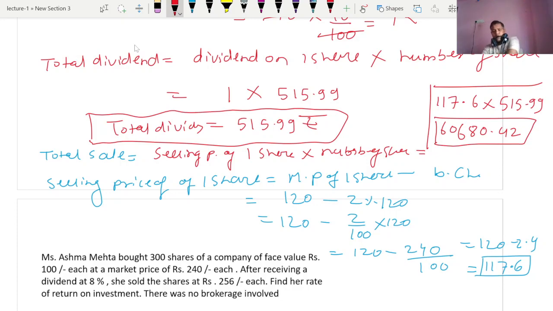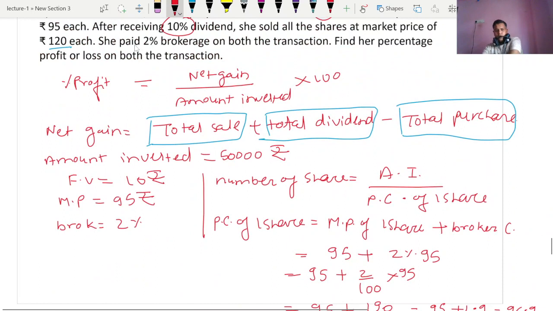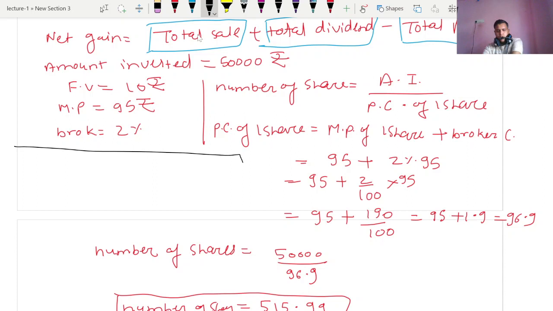So just put in your formula and find out the net gain. Net gain is equal to total sell plus total dividend minus total purchase. I will write down here: net gain is equal to, what is total sell? Total sell is what?